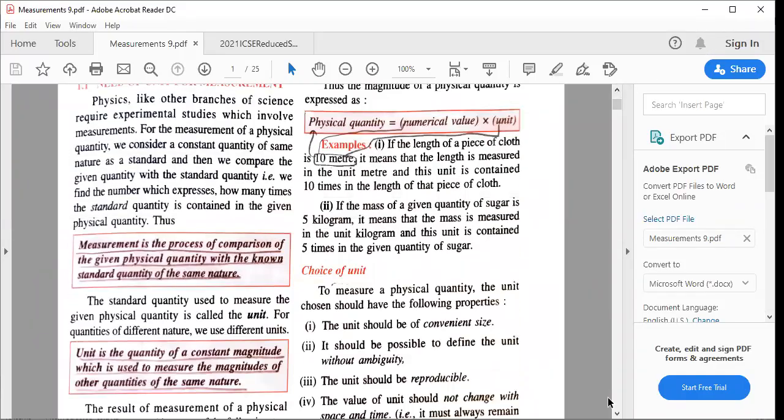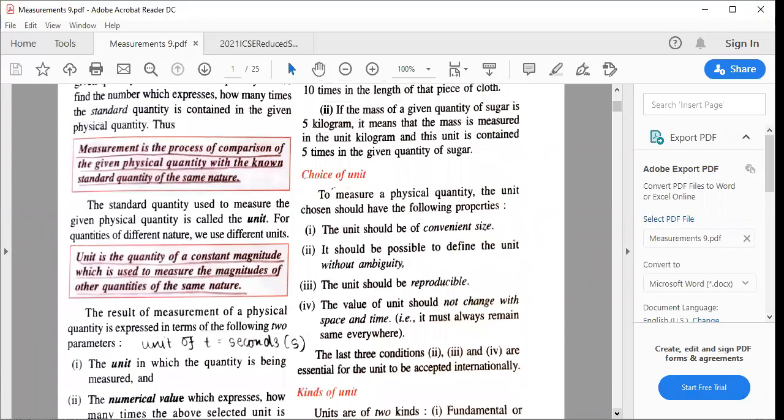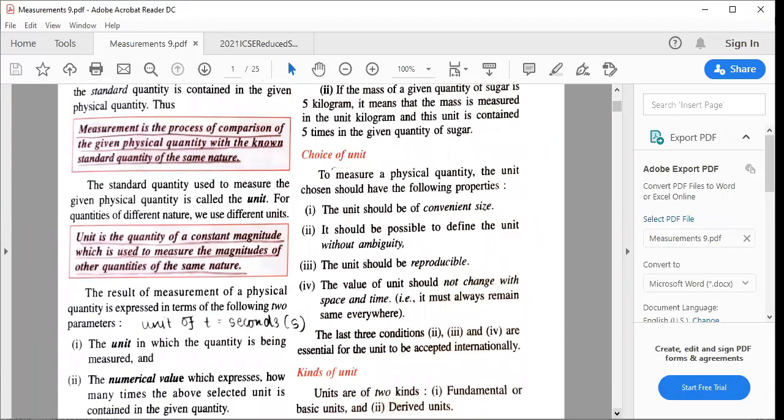Choice of unit. What should be the property? How are these properties chosen? So the unit should be of convenient size. You have already seen 1 kilogram, 1 meter. It's a measurable size. It should be possible to define the unit without ambiguity. Meter and centimeter are two different things, so there is no ambiguity.